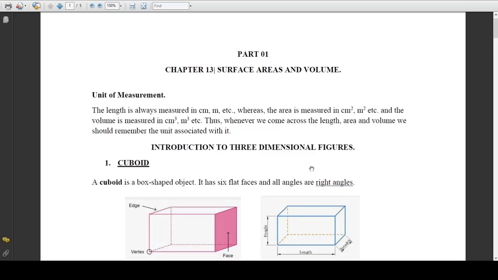Okay, welcome to part 1 of chapter 13 on surface area and volume.